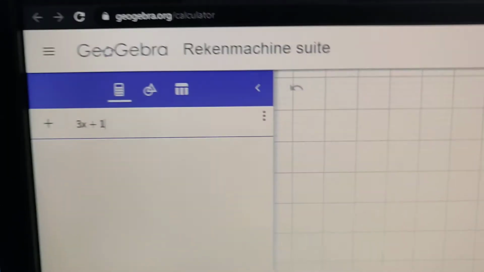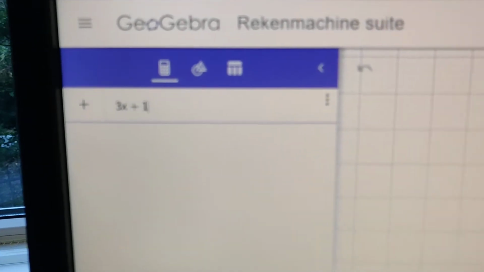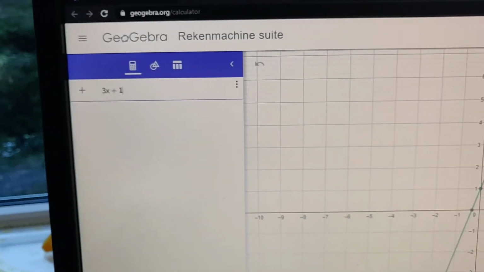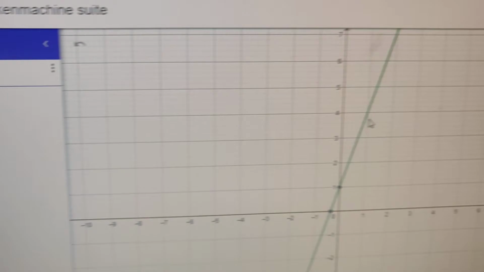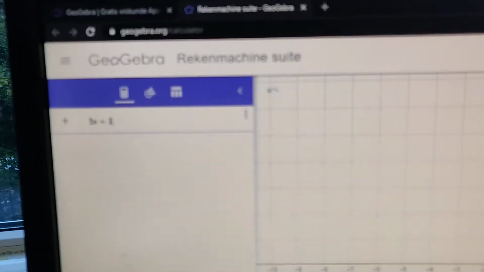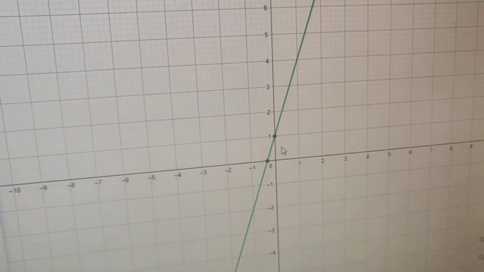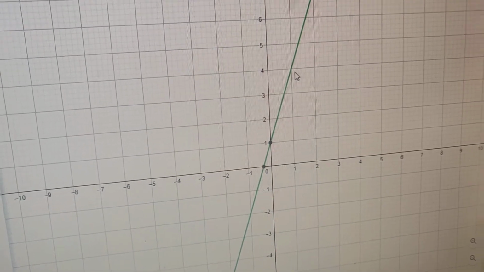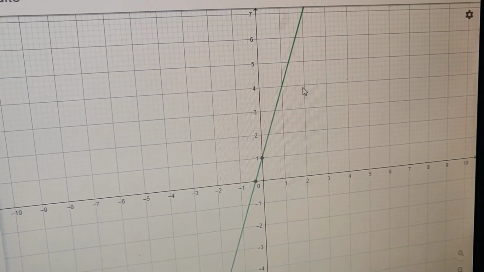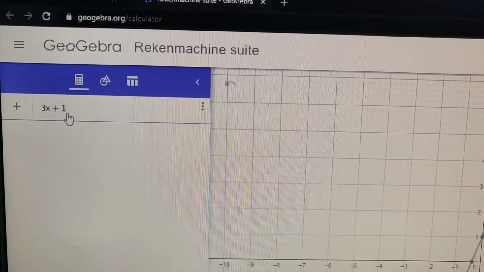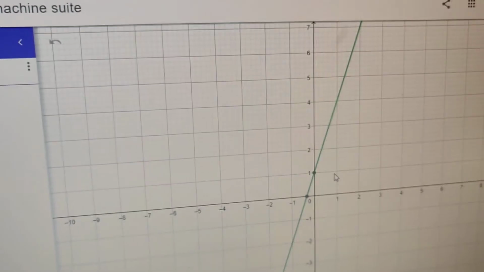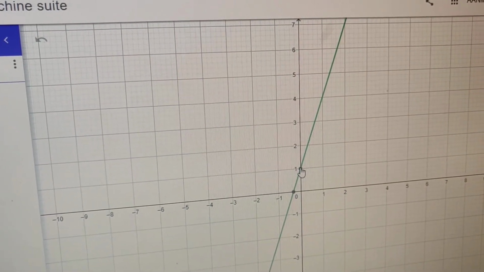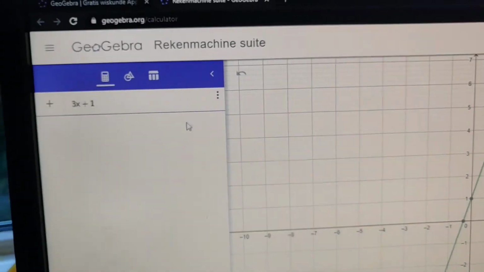Over here I have the computer, and I filled in a formula over here. See the formula, if it gets sharp, hopefully you can see it. Yeah, the formula is 3x plus 1, and I drew it over here. Because the gradient is 3, you can see that if you go 1 to the right, you go up by 1, 2, 3. See that? And then you go 1 to the right, and then you go up by 1, 2, 3. The other number, the 1, here, that's the y-intercept. So you can see that this one intersects the y-axis over here at 1. So that's how a formula works.